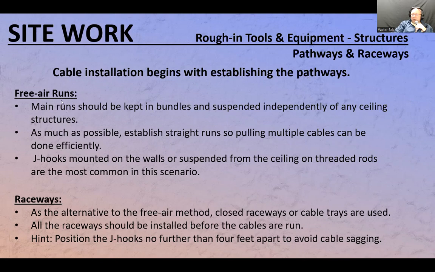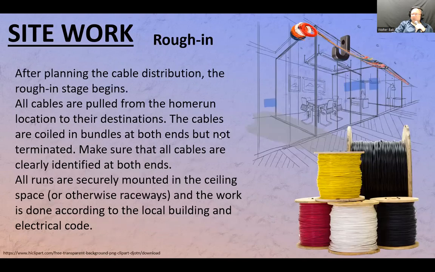All right, so cable installation begins with establishing pathways, free air runs or raceways. See here, some of the runs are free air, some of them are in raceways. All right, so for free air runs, main runs should be kept in bundles and suspended independently of any ceiling structures. This is mostly dealing with the data wires. So if we go to this picture right here, these are a bunch of data wires that go somewhere from the home run. It would be like a LAN room or communications room or communications closet.